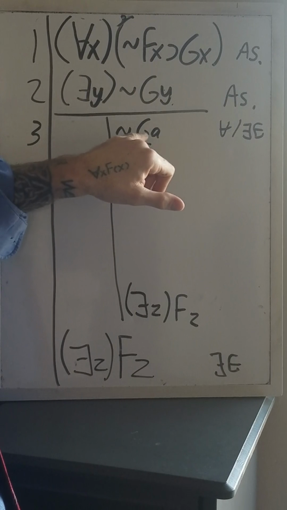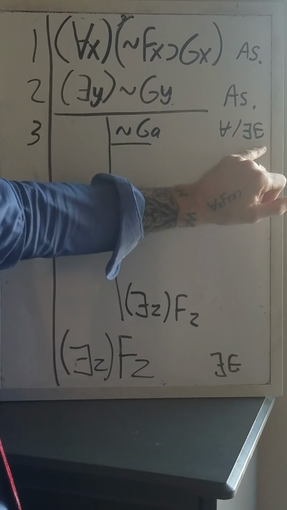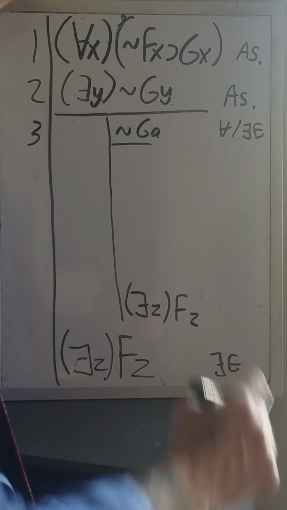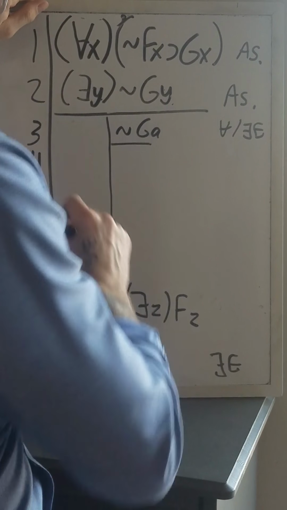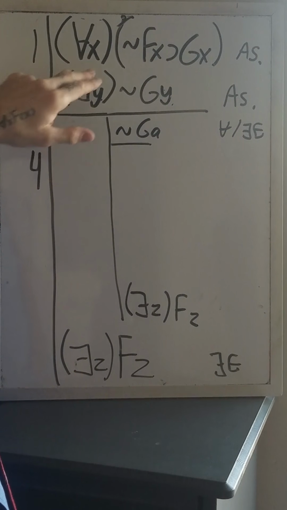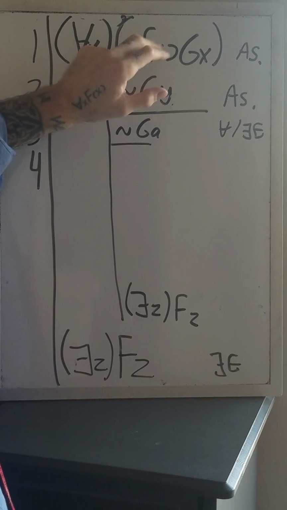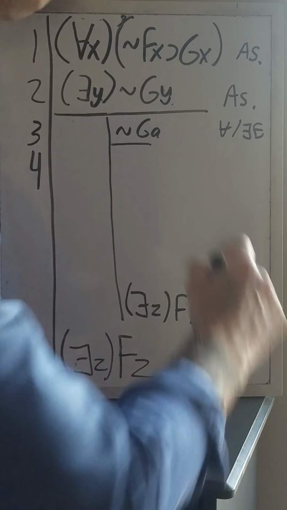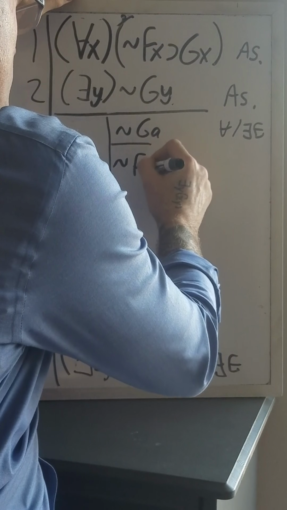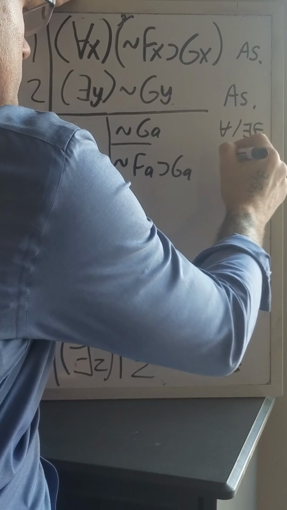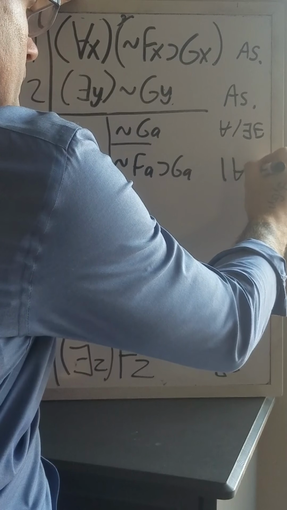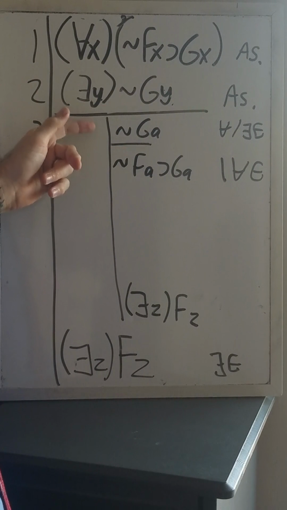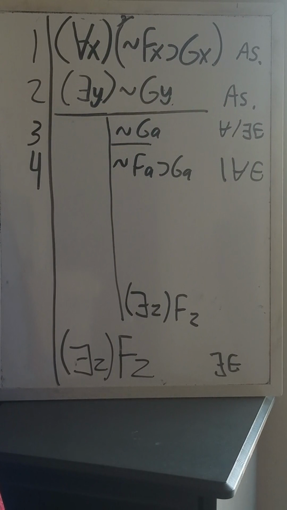So anyway, we're going to assume not GA for purposes of existential elimination, and we're getting that from this line here, okay? Now, the natural thing to do here is to get this in, okay? We're going to use universal elimination on that. And of course, we're going to use the constant A because we want to be able to work with this, okay?